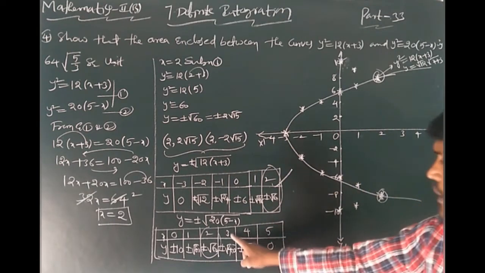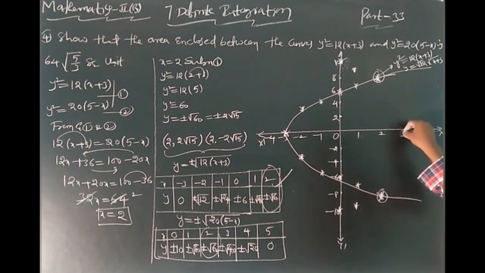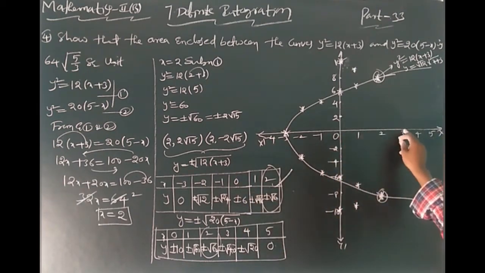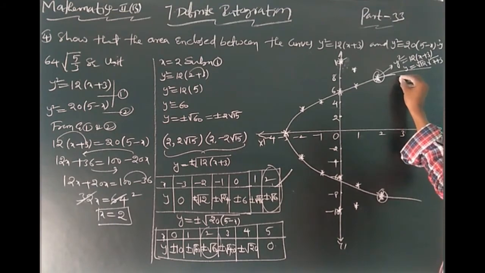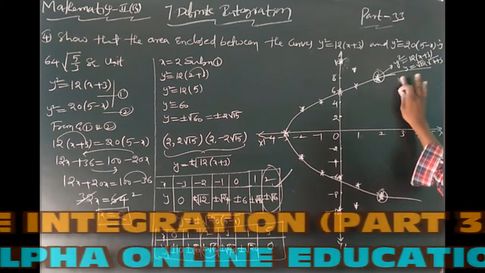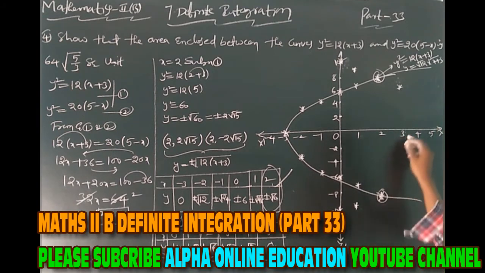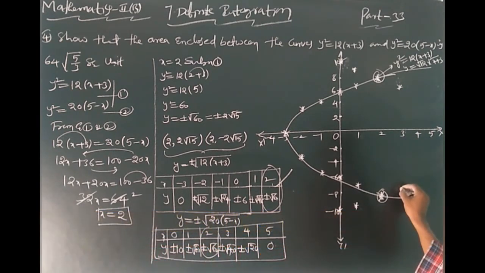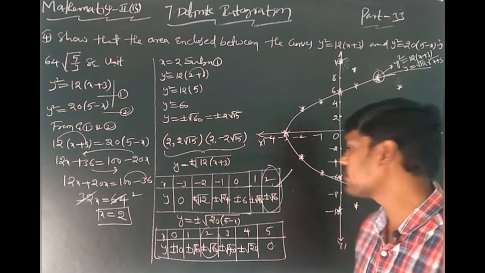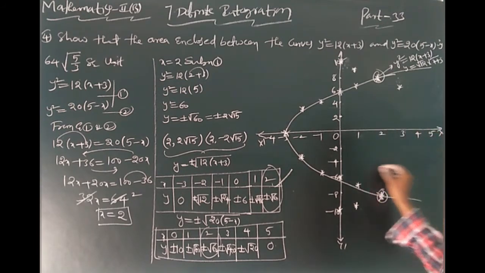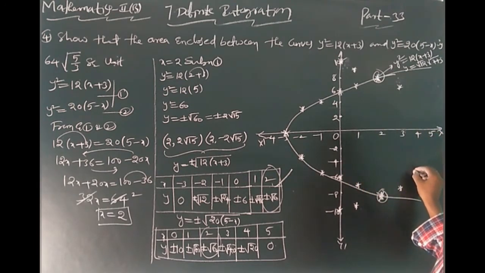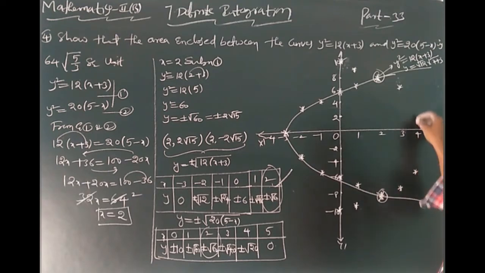Next, 3 plus or minus square root of 40. Square root of 40 lies between 6 to 7, approximately here. This one is 6 to 7. Here also this one is 6 to 7. Next, square root of 20. Square root of 20 is approximately 4 to 5. This is the approximate value.